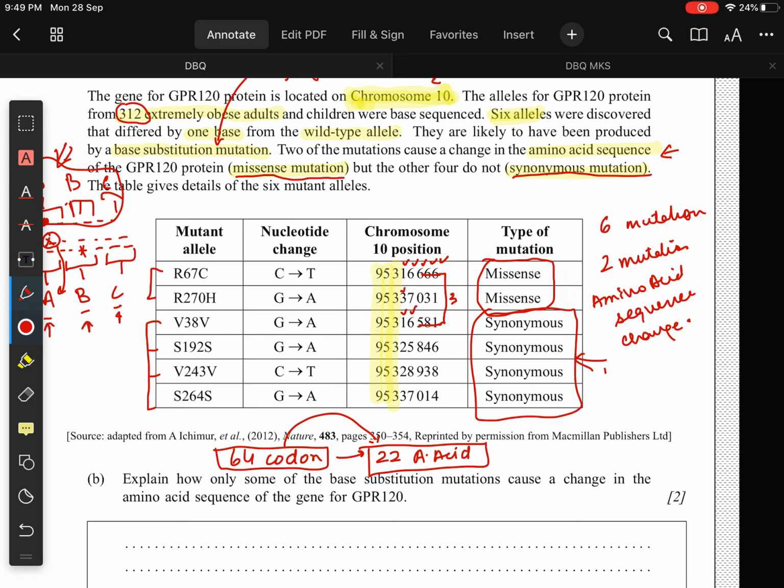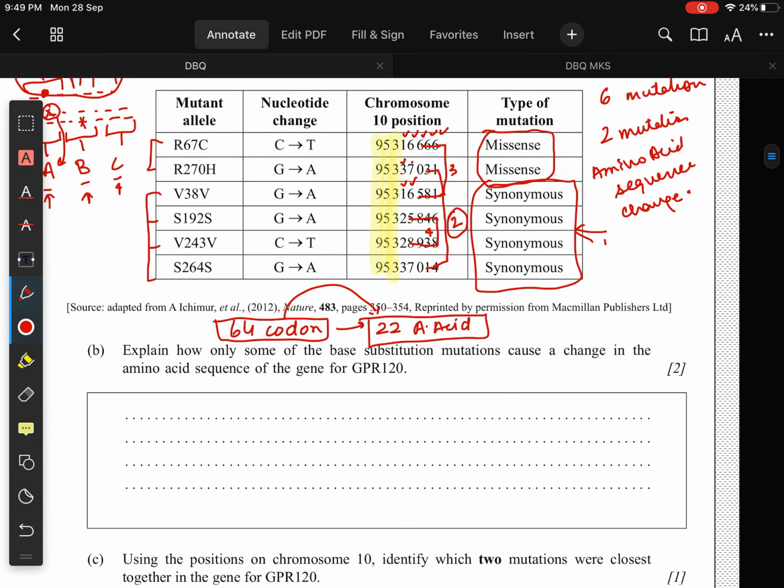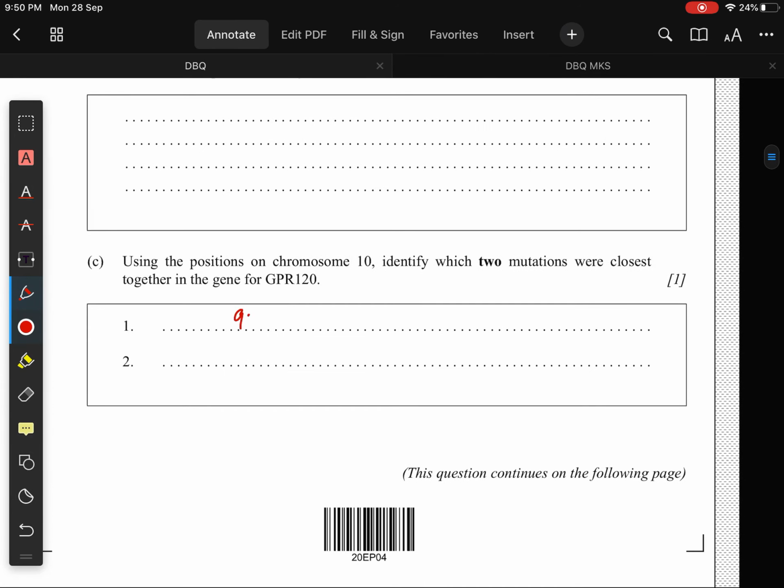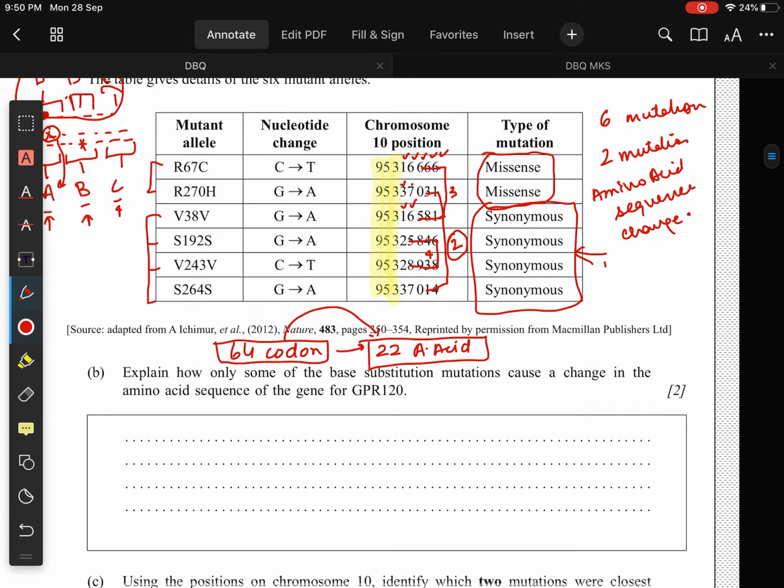changes here. Let's look at the 3, 3, 1, 3, 7, 0, 3, 1, 3, 7, 0, 1, 4. So there are 2 changes. So we put here 2. This one 2, 5, 8, 4, 6, 2, 5. Oh, this is a very long difference, 4. So the closest is the one which has the least difference. So the least difference one is 9, 5, 3, 3, 7, 0, 3, 1.